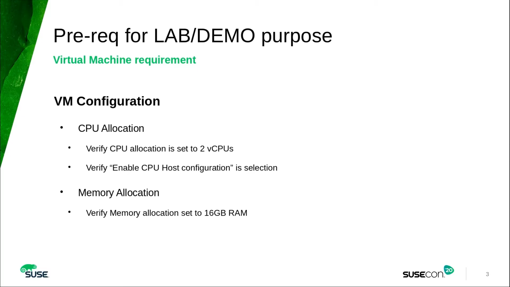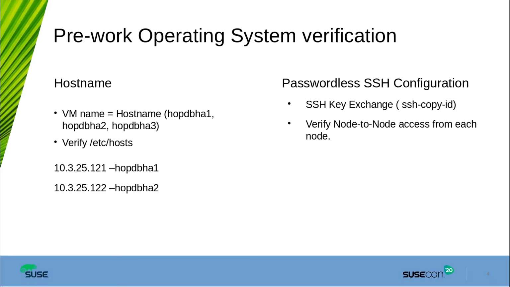Third, for the memory allocation, I put 16 gig RAM because that is currently the limitation of my physical machine. If you have more RAM, you can bring it up to 32 gig RAM, or the minimum is maybe 24 gigabytes. The operating system is already pre-installed. I'm using SLES 12. The host names are HOPDB HA1 with the IP 10.325.121, and HOPDB HA2 with the IP 10.325.122. Login is the root user, and the password is Linux.